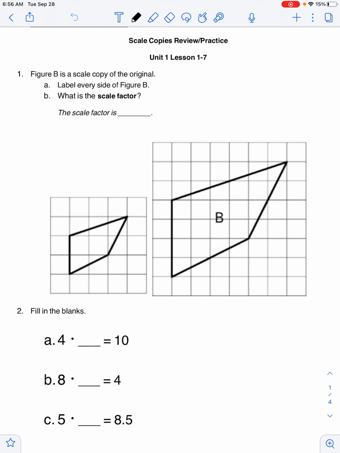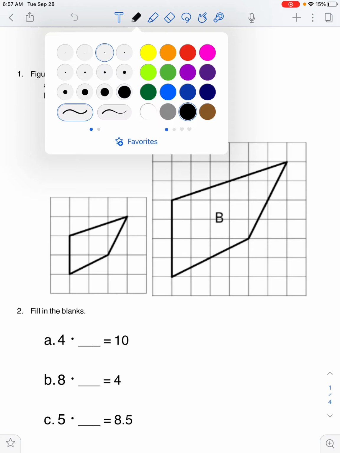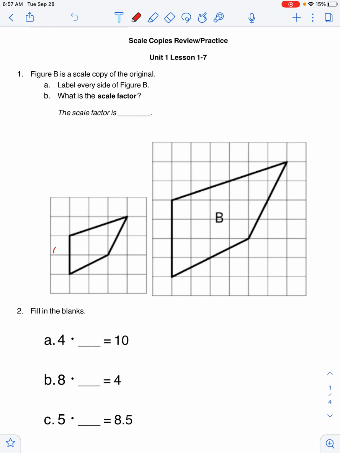The first question on ClassKick, Scale Copies Review Practice, says Figure B is a scale copy of the original. Label every side of Figure B. Now, you won't have been able to do this question if you weren't watching the video because there are some labels missing. So, the original should be labeled like this: 2, 3, 2.2, and 2.5. That's all I gave students in class.